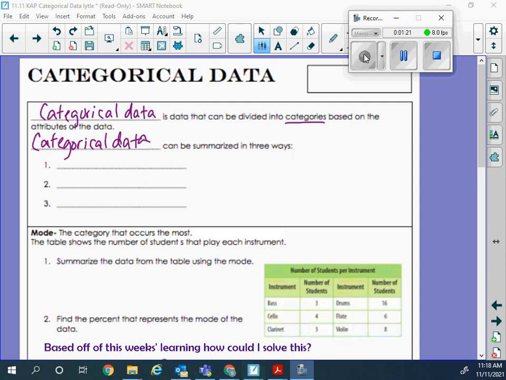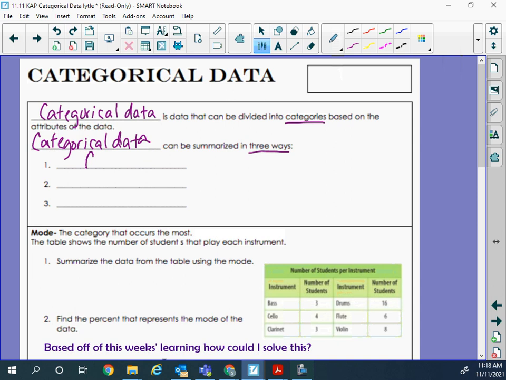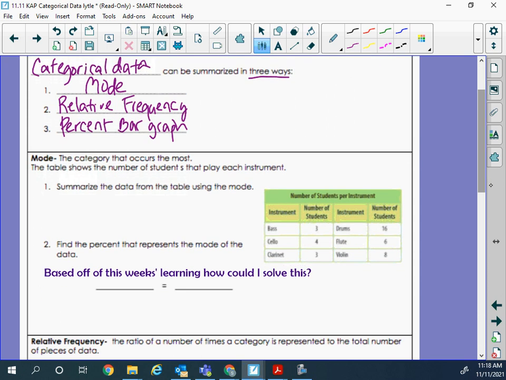Okay. Basically, we're going to do this 3 different ways. We're going to do it with the mode. So there's an old word, right, that we haven't talked about in a while. Relative frequency. And a percent bar graph. Okay, so 3 different things. One thing we already know, and the other 2, they're not hard. We're piecing together information that we learned in the past to now with something we're learning currently, okay?